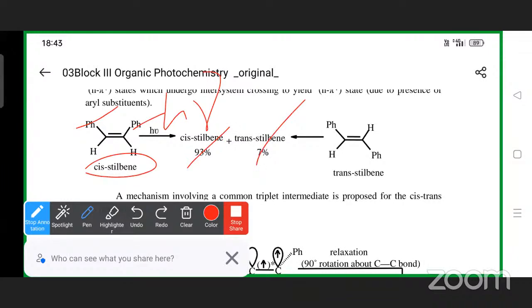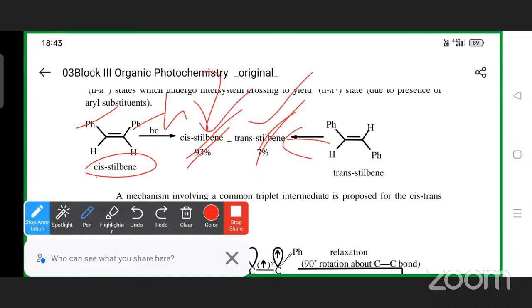So what is happening here? It is undergoing the isomerization. Where this particular stilbene, we are still getting these products only, but it is undergoing some internal changes, an internal rearrangement of the bonds, and we are getting different products upon this isomerization, right? So the cis stilbene is giving cis stilbene 93% and trans stilbene 7%, which means this is the major product and this is the minor product.